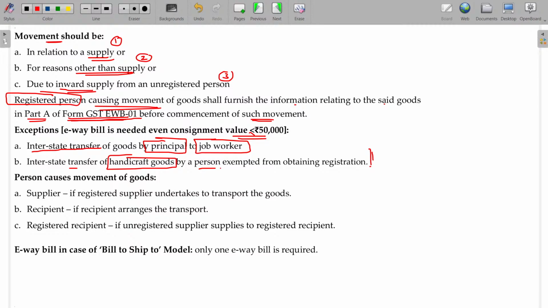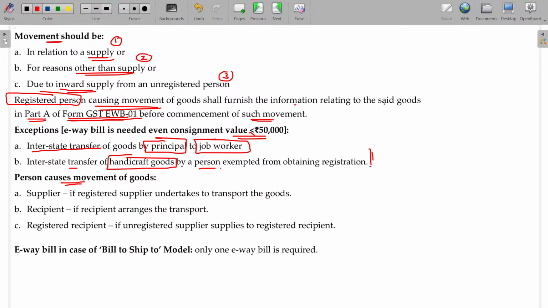Already you know that a handicraft goods supplier is not required to register. As he is not required to register, he doesn't know how to create the e-way bill. Then how can we ask him to apply for the e-way bill? Very simple. The transporter will take the responsibility. The lorry drivers may be responsible for uploading the e-way documents.